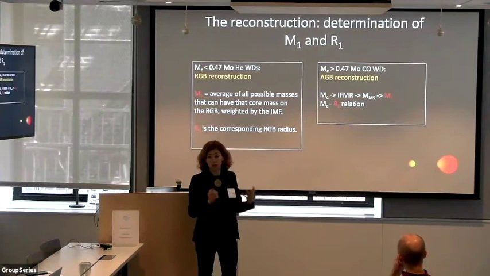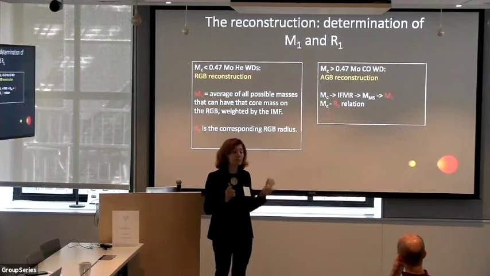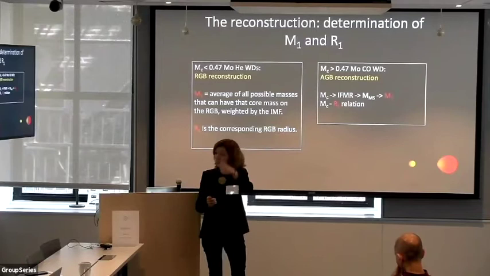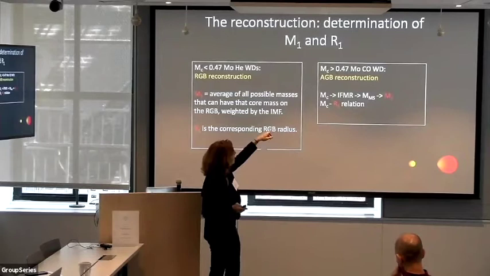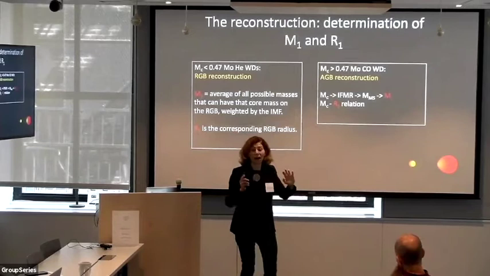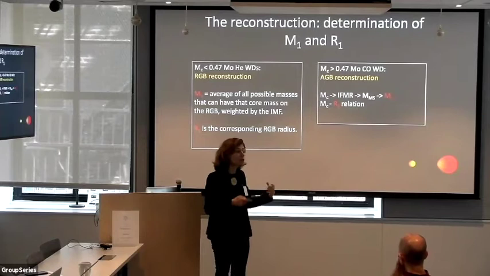And at the moment, everybody makes the choice based on the mass of your core. If it's about 0.5, that's your helium burning limit. I use 0.47, that doesn't matter. It's 0.47 to 0.5. And you make a decision whether you're going to go to an AGB reconstruction or an RGB. And here you have the problem star. If you have an RGB reconstruction, you decide my 0.3 solar mass core used to be a core of an RGB star.